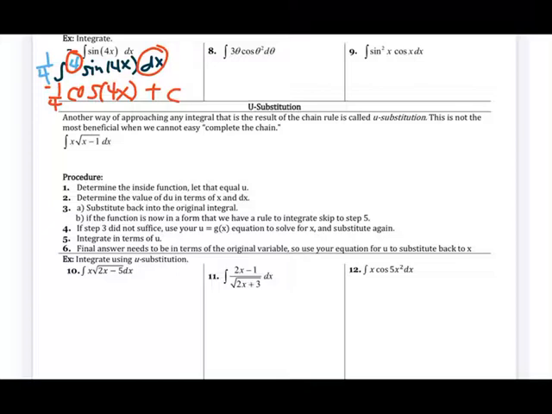Number 8, 3 theta cosine theta squared. So what's the derivative of theta squared? The derivative of theta squared is going to go to 2 theta. So I have a 3 where I kind of would like a 2, but I could fix that. What I could do is, so theta squared goes to 2 theta.